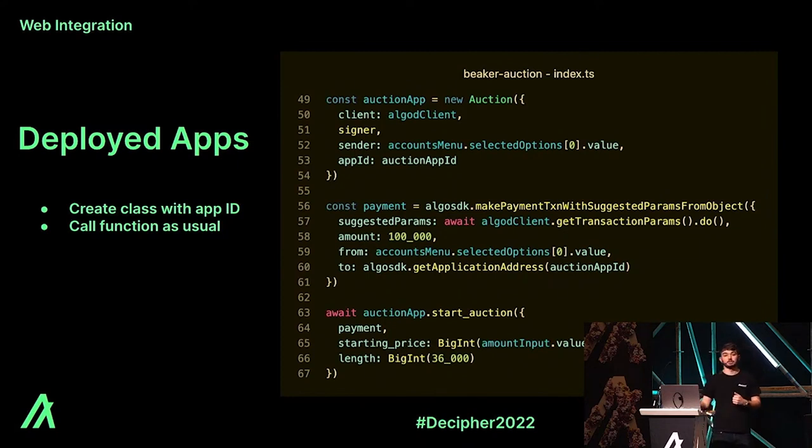And then, much like we saw in our PyTest, we're forming a transaction and passing that as our argument, and then passing in our arguments to this start auction function. The nice thing here is that you can see that the auction class is aware of what those arguments are, it's aware of what those types are. It's all auto-generated TypeScript that provides that sort of seamless experience of interacting with a smart contract like it's a regular JavaScript library. And that's the real value of this application client here.